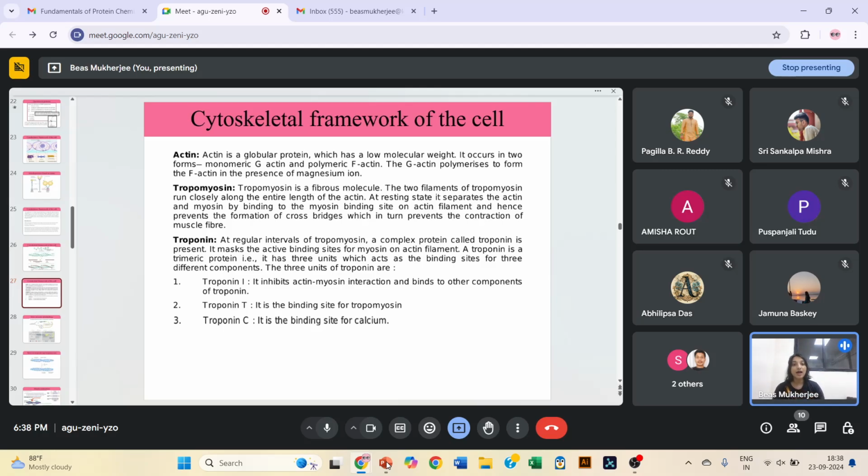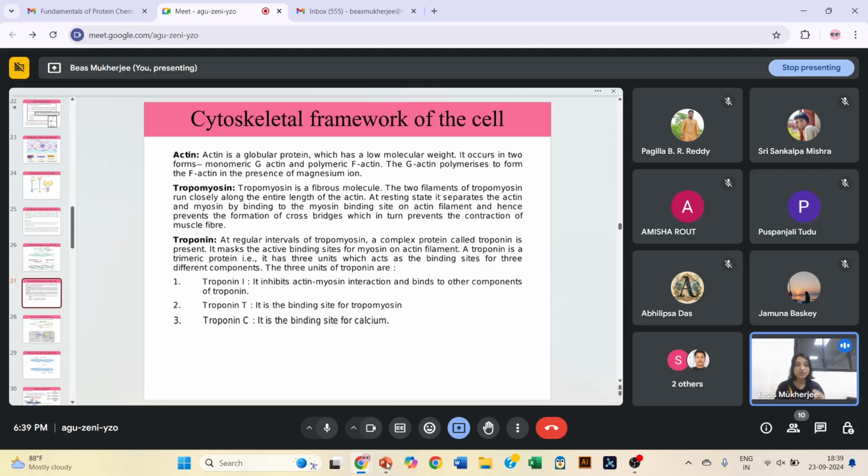So troponins are a complex protein and it masks the active binding sites for myosin on the actin filament. So troponin is a trimeric protein. It has 3 units which act as the binding site for 3 different components. The 3 units of troponin are firstly troponin I, which inhibits actin-myosin interaction and binds to other components of the troponins. Then we have troponin T. It is the binding site for tropomyosin. And then we have troponin C, which is the binding site for calcium.